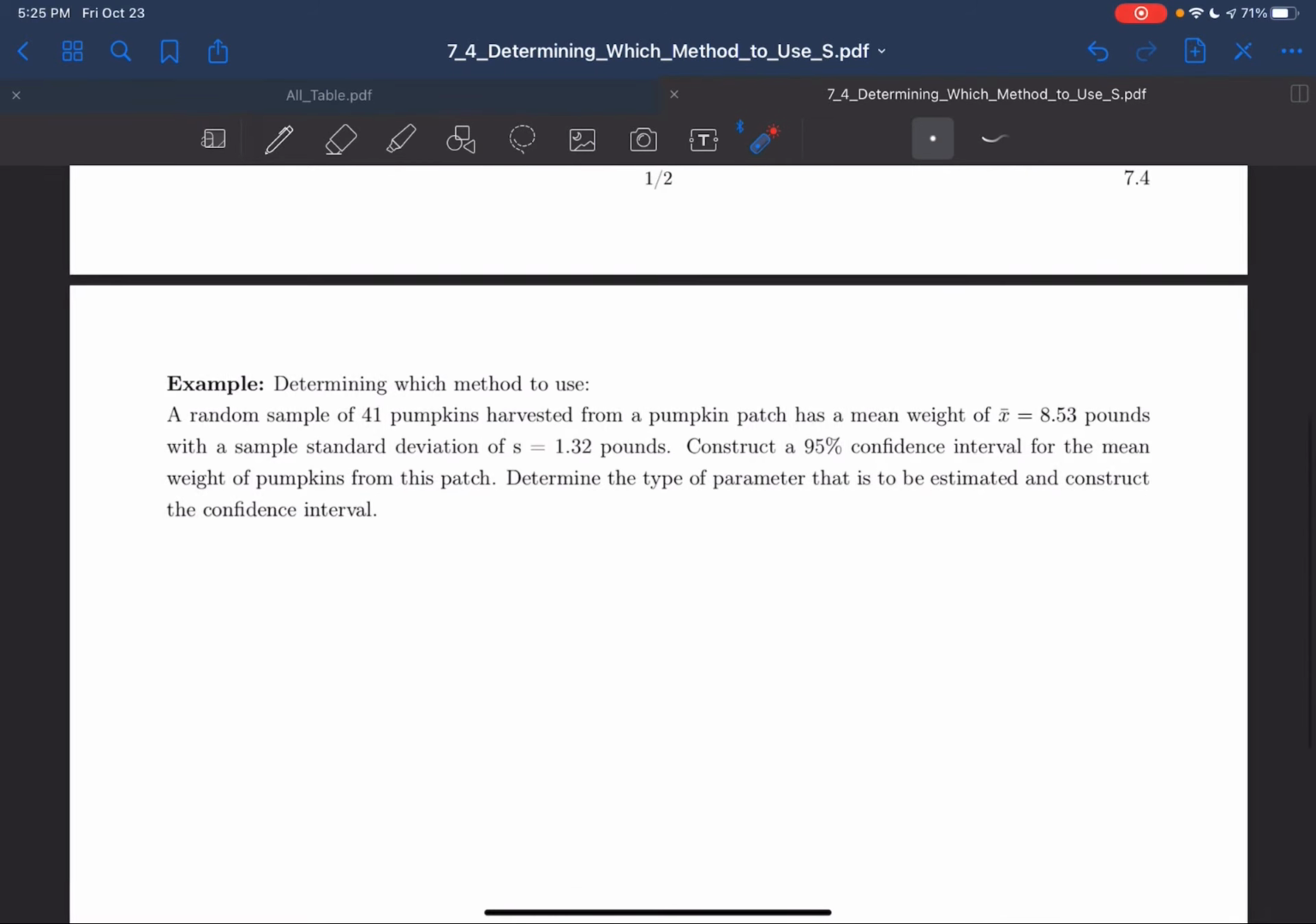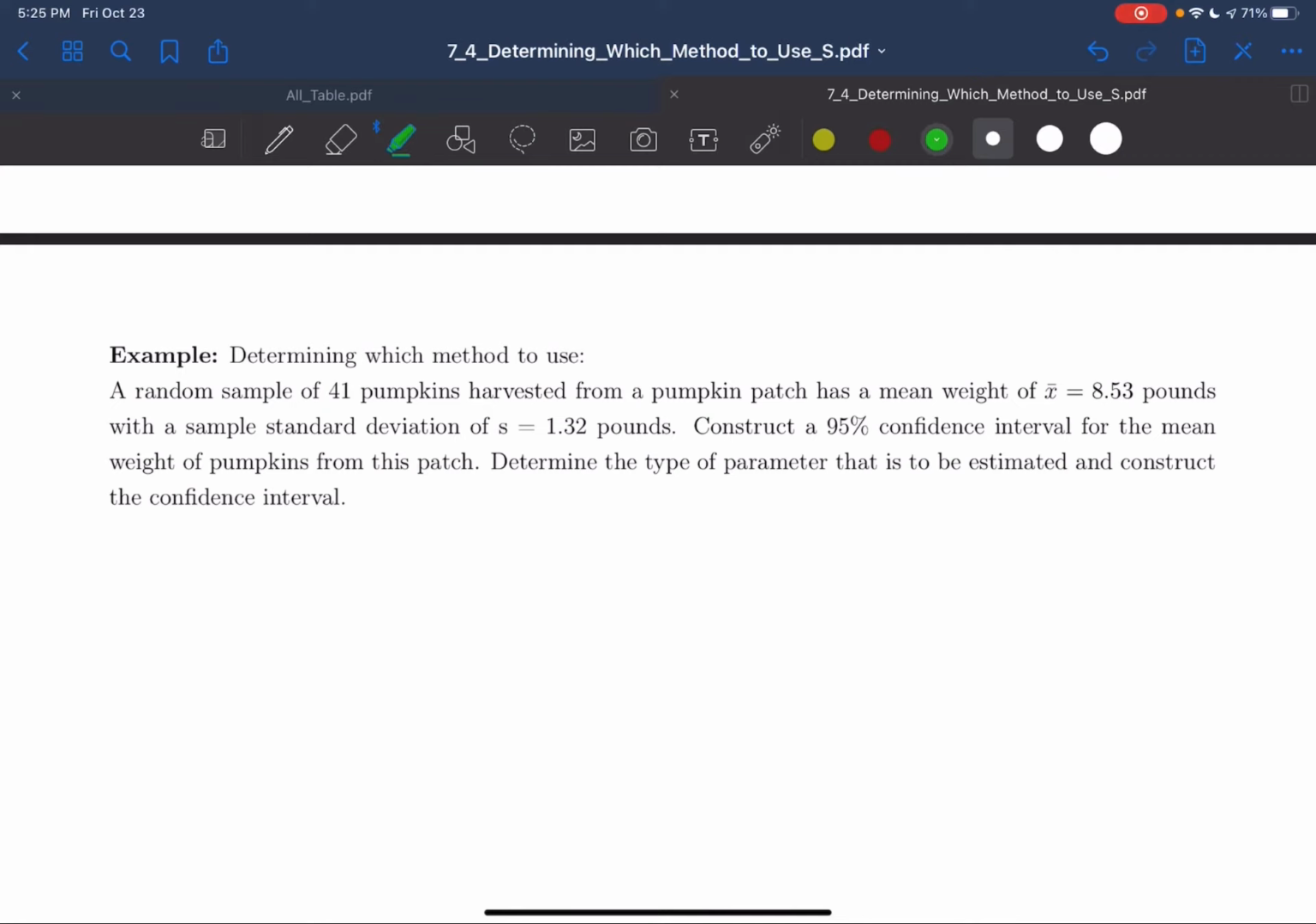So let's do an example here, where you want to determine which method we're going to use. A random sample of 41 pumpkins harvested from a pumpkin patch has a mean weight of 8.53 pounds with a sample standard deviation of 1.32 pounds. We want to construct a 95% confidence interval for the mean weight of pumpkins from this patch, and determine the type of parameter that is to be estimated and construct the confidence interval.